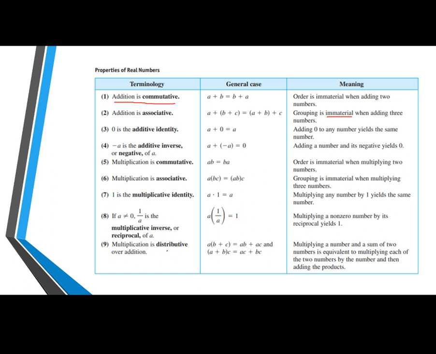Then multiplication is distributive over addition. So A times the quantity B plus C is equal to AB plus AC, and the quantity A plus B times C is equal to AC plus BC. It means multiplying a number and a sum of two numbers is equivalent to multiplying each of the two numbers by the number and then adding the products. So distributive, no? Times na to una ani, then ang result is i-add na to sa atong i-times na po ani. So distributive ang A, gi-distribute na to sa quantity ani, then atong gi-add ang ilang product.